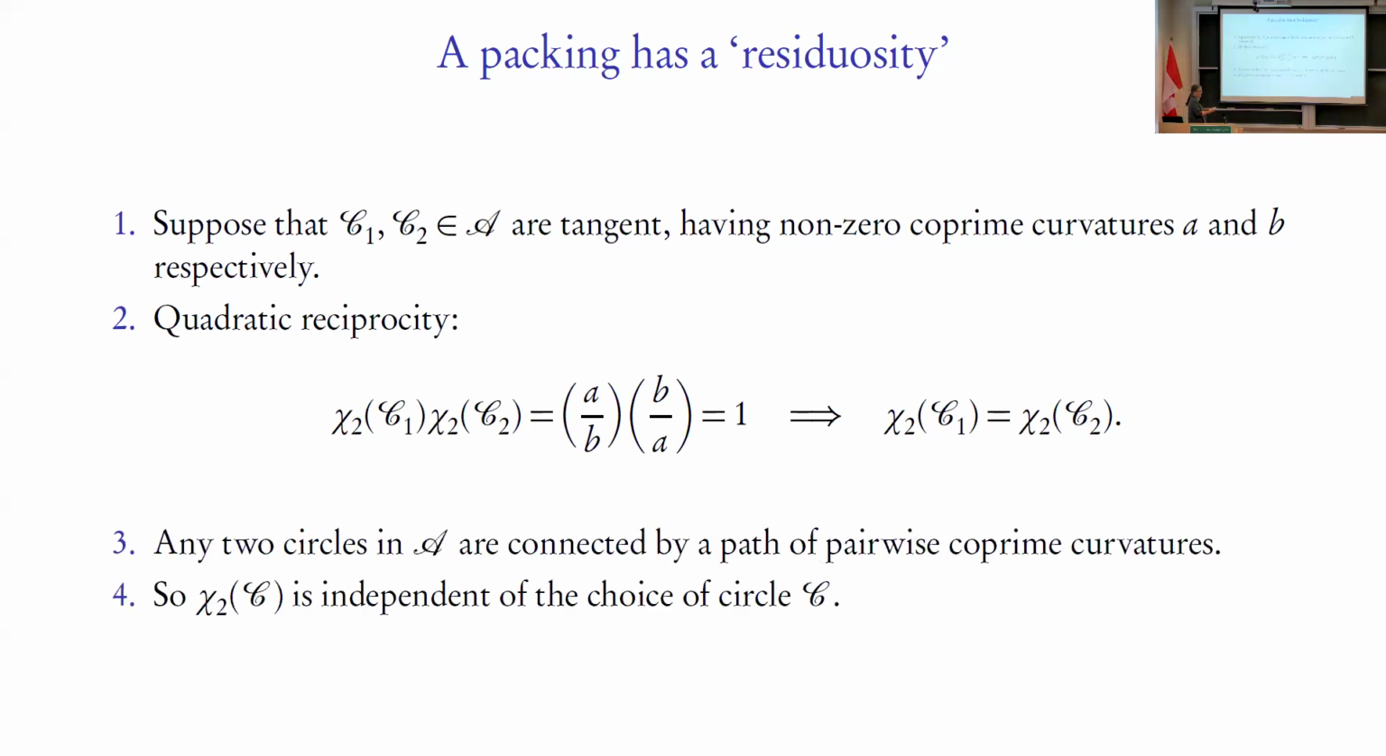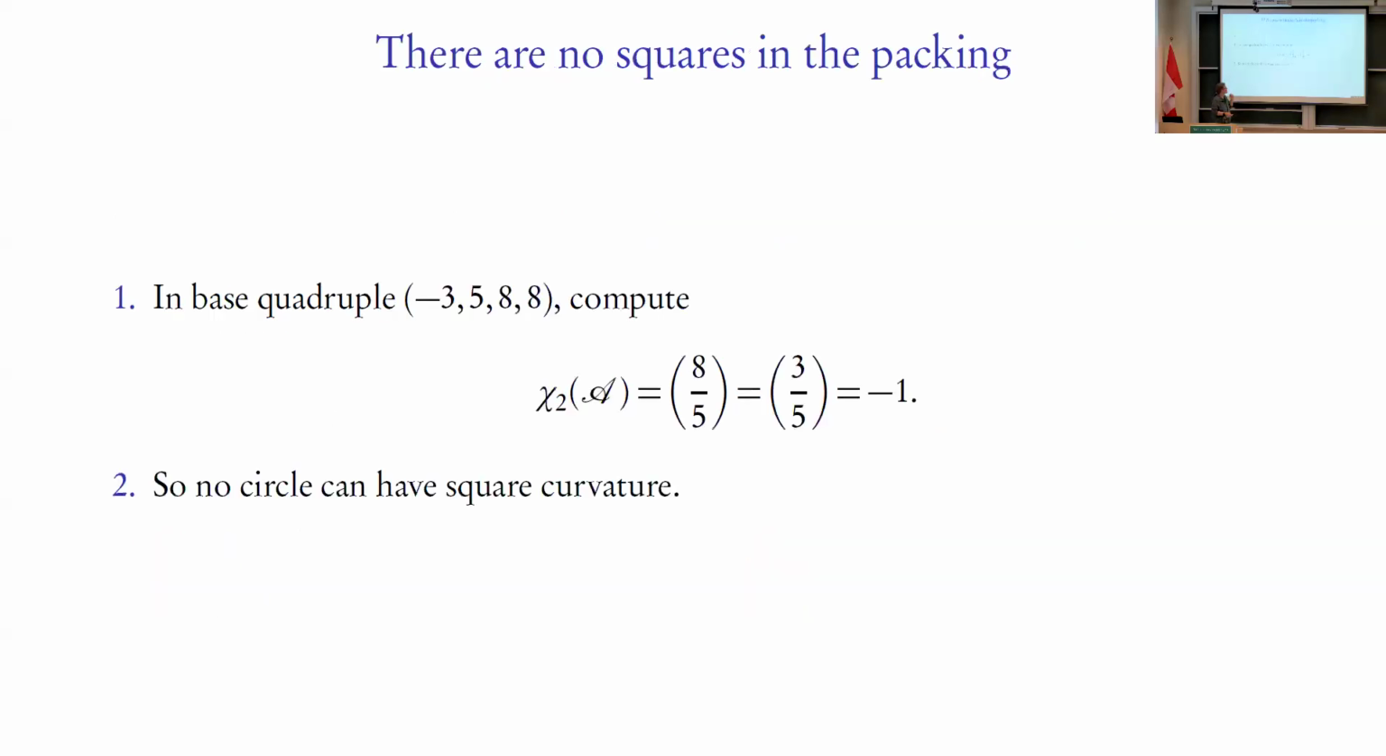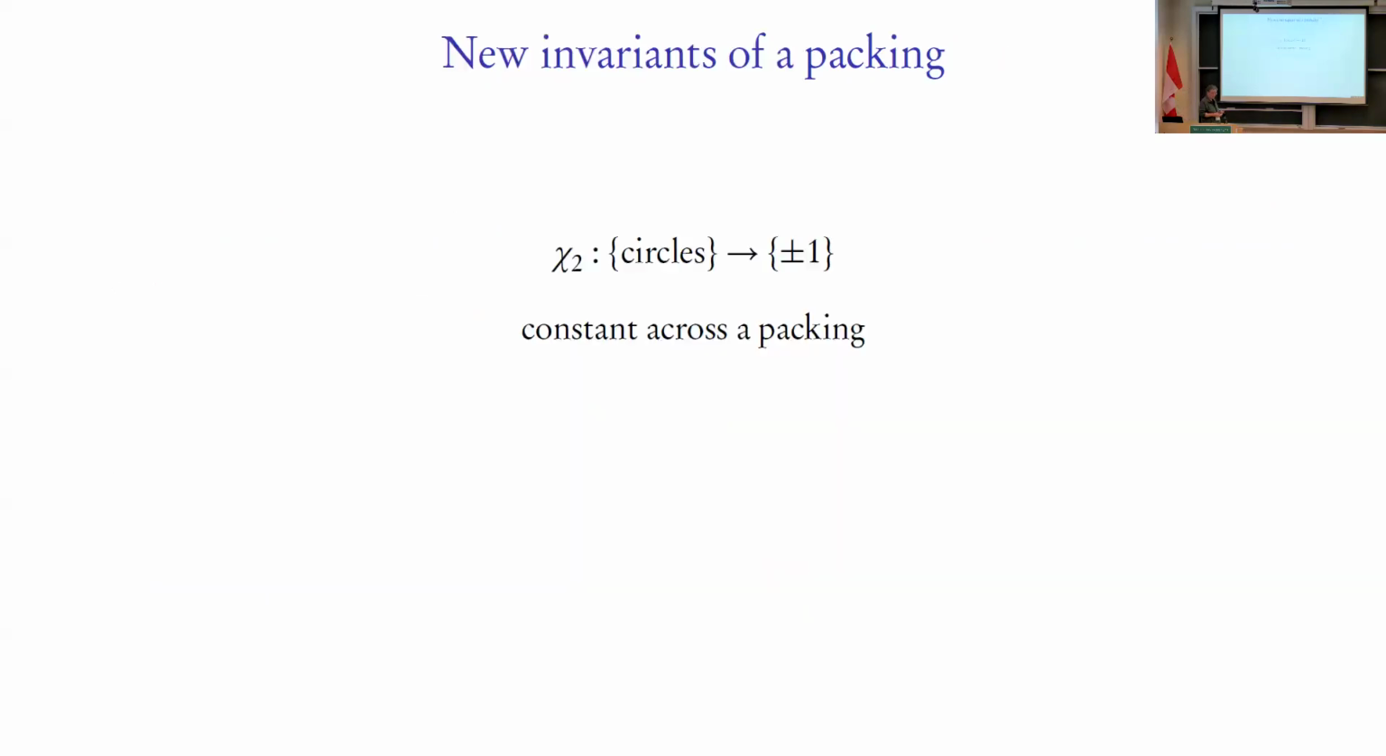So what this does then is it lets us move around the packing, and the lemma that we need is that you can get from any circle in the packing to any other circle in the packing using some path of coprime curvatures. And with that lemma then, this symbol is now a plus or -1 associated to the entire packing and not just to one circle. And so for this guy, let's just compute it. It's -1, so there can't be any squares anywhere. So what we've done is associate some sort of new invariant to the packing.